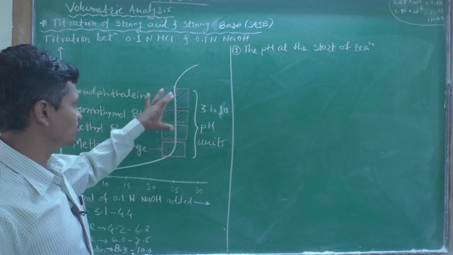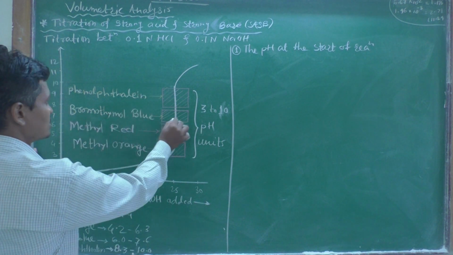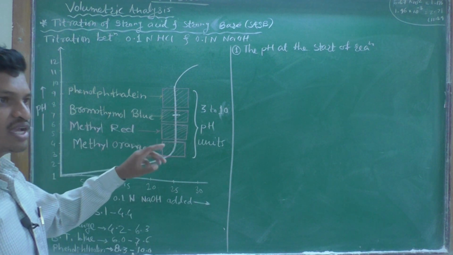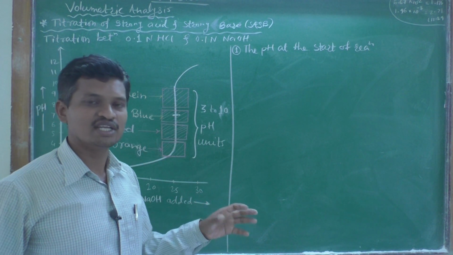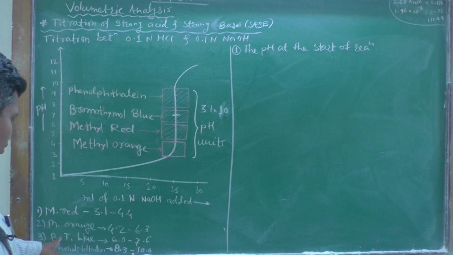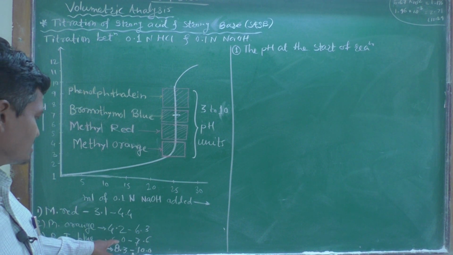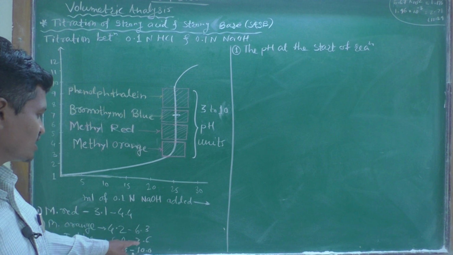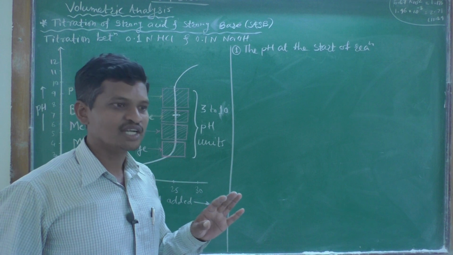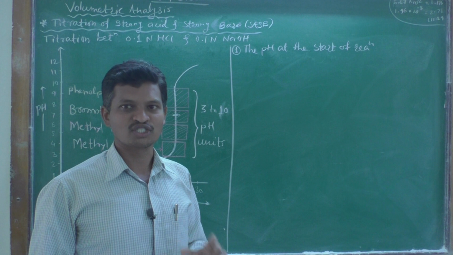Okay, so all these 4 indicators are suitable indicators, but what is the best indicator? The equivalence point of this titration is near to 7 pH. So which indicator has its transition range near 7 pH? It is only one, that is bromothymol blue. It has a transition range of 6.0 to 7.6. So that's why bromothymol blue is the best indicator for this titration of strong acid and strong base.